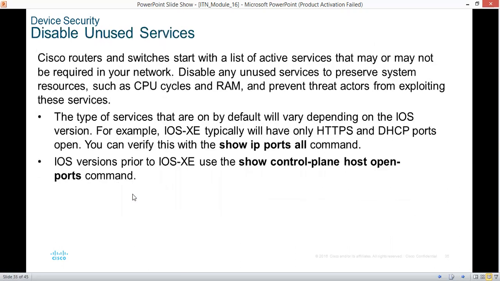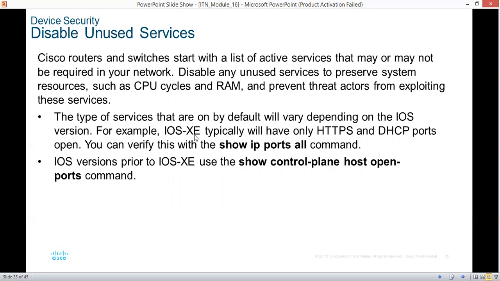Disable unused services. Cisco routers and switches start with a list of active services that may or may not be required in your network. So disable any unused service to preserve system resources, such as CPU cycles. Sometimes some people just configure different networks on the router without removing or disabling them. Those things take a lot of resources.